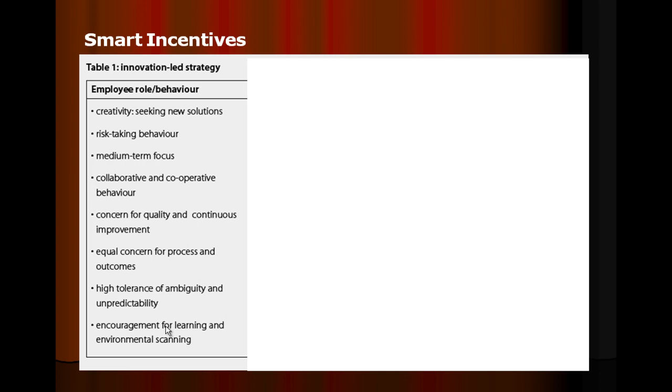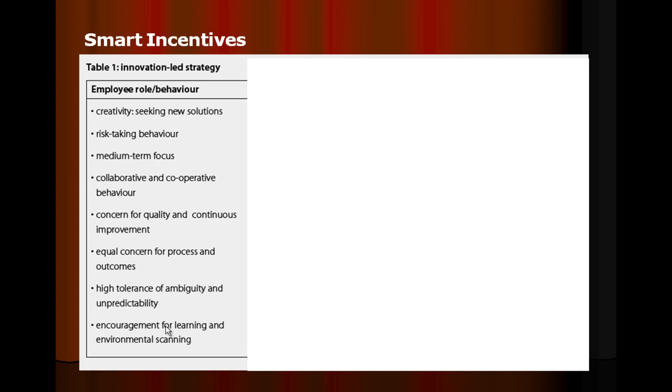Fine. So based on what will I be able to decide that one person deserves smart incentives? First one would be creativity. Does this person actually try to solve the problem in a creative manner? That's one good ground. Then the employee should have risk-taking behavior. If there is a project and the employee or the project manager is not very sure whether the project would be okay or not, he or she should be able to take risks.